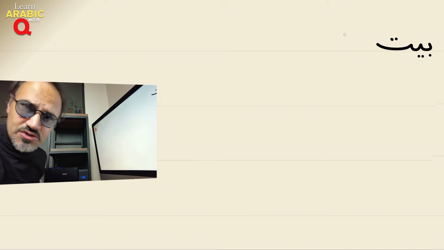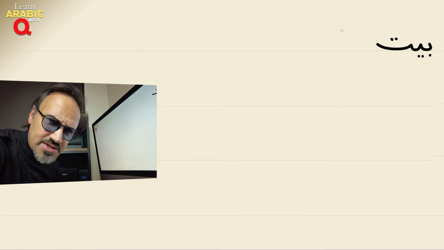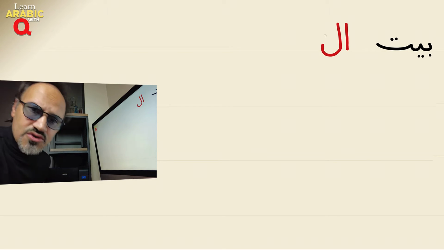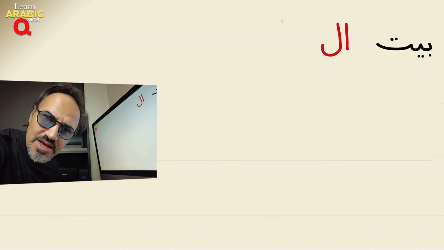So we have beit. Now when we add el to it, what is el? If you notice the letters that I'm saying, it's the alif and the lam. So there's two letters that we're adding to the noun. These are the two letters we're adding to define any noun.